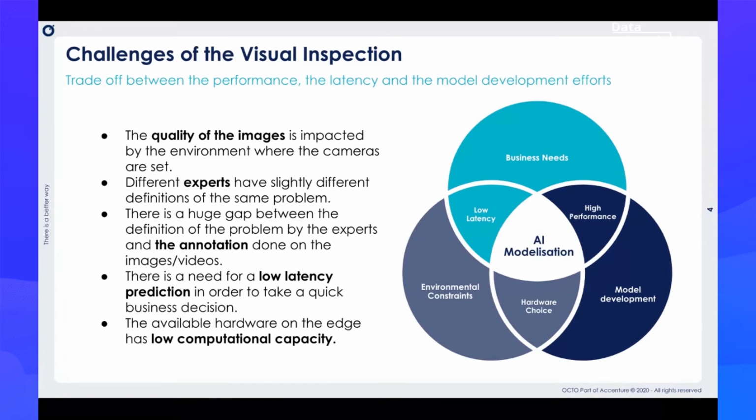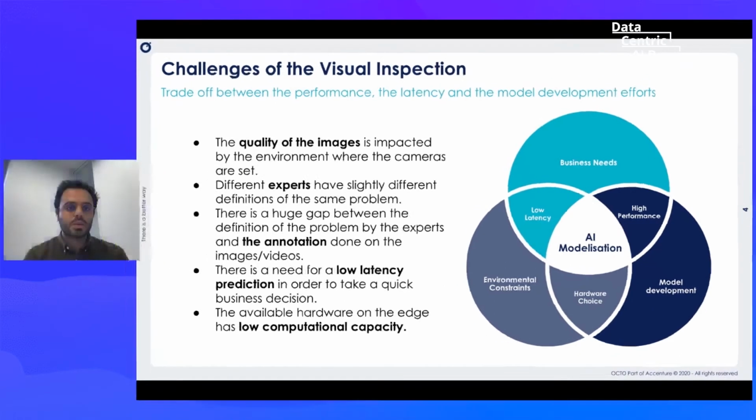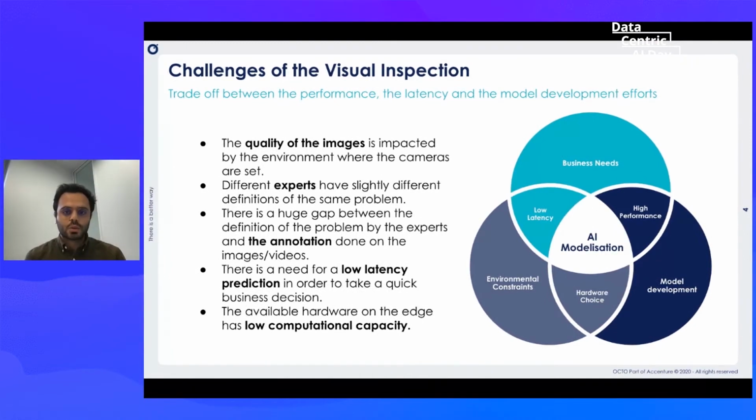Then you have environmental constraints. Those constraints can be like in the tanks, in the vessels with the drone. You do not have natural light, so you have to have lights coming from the drone. You cannot have a lot of computation power on your drone as well. So you have to deal with those constraints.